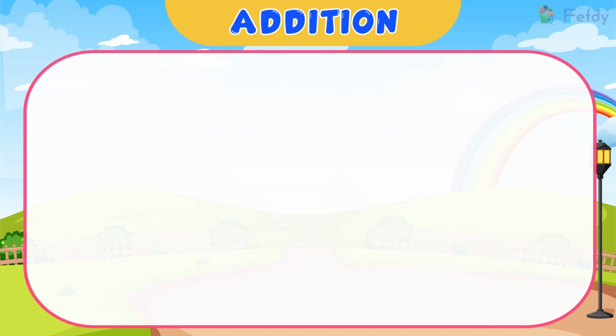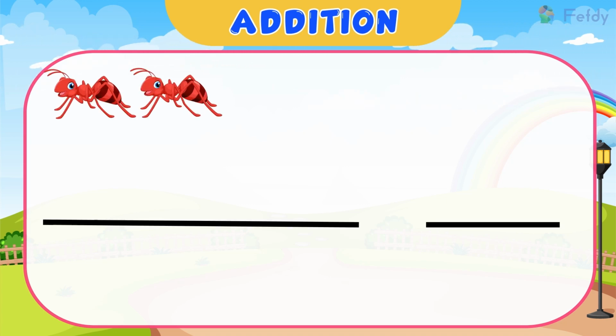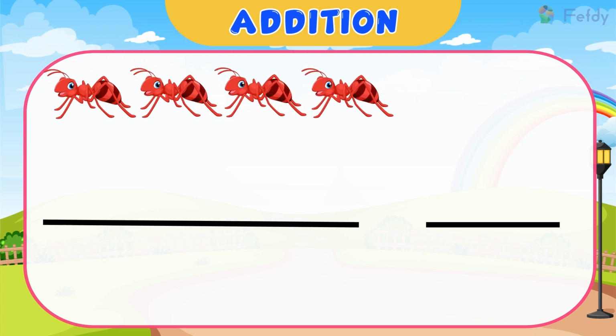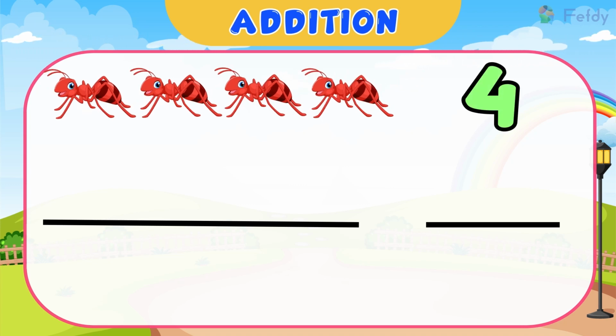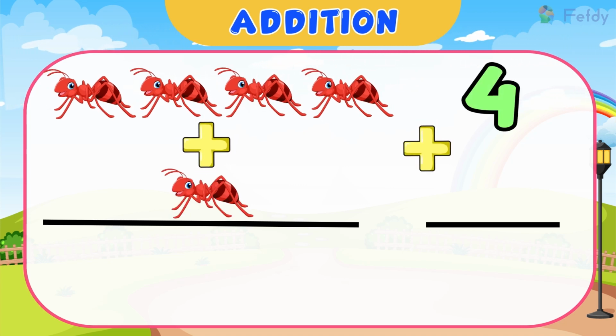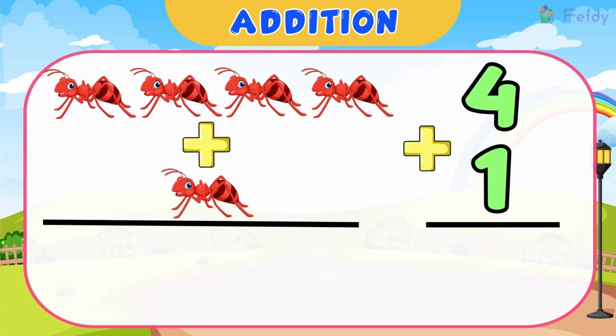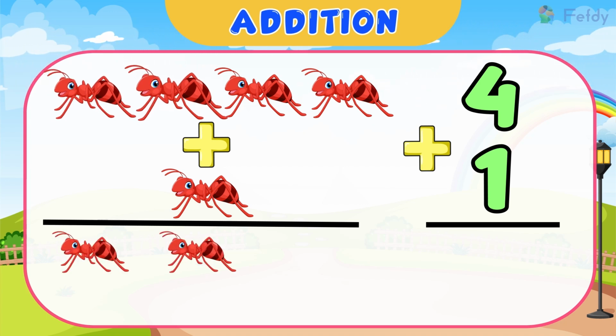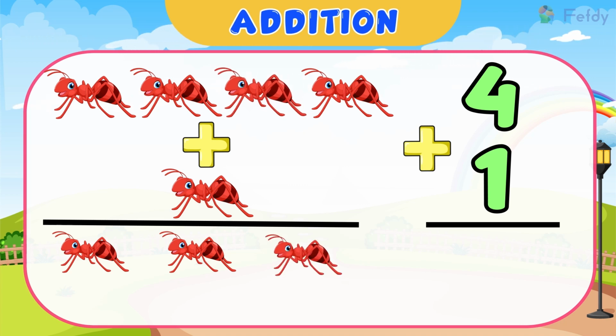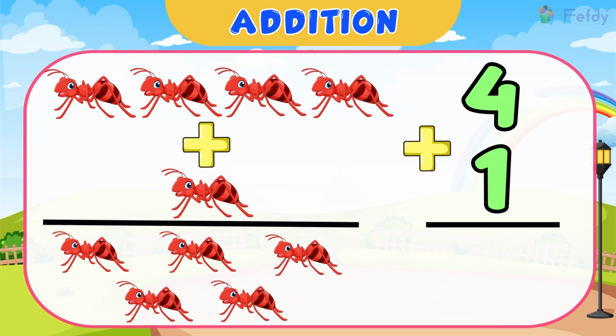Let's get started. 1, 2, 3, 4. 4 ants plus 1 ant. Let's add all together. 1, 2, 3, 4, 5. Totally we have 5 ants. 4 plus 1 is equal to 5.